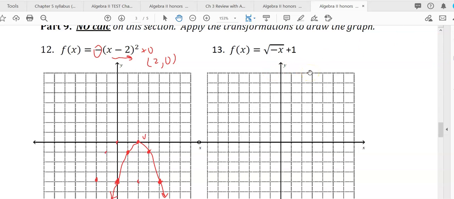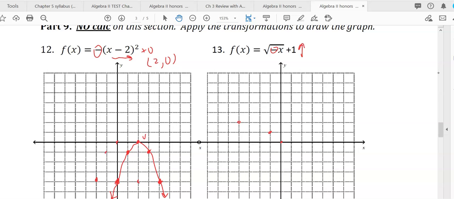And this one, it's interesting because it's not in front, it's attached to x. This is going to make the parent graph reflect over the y-axis. So that point (0, 0), (1, 1), and (4, 2) will reflect to here, and (4, 2) will reflect to (-4, 2). So that's after just that transformation.